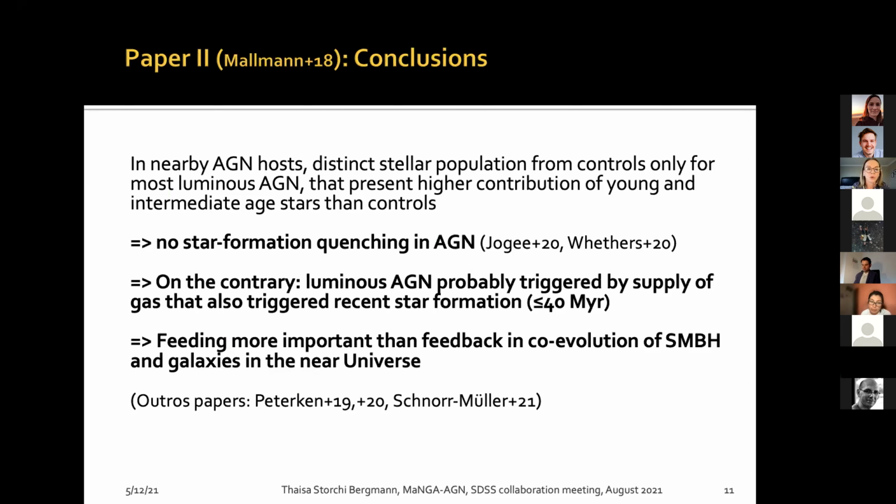So what we concluded from our paired sample is that we don't see any signature of star formation quenching when you consider this control sample. On the contrary, actually, for the luminous AGN, we see more young stellar population. So one explanation is that these luminous AGN were probably triggered by a new supply of gas that also triggered recent star formation in the hosts. So for the near universe, it seems that the feeding is more important for the coevolution than feedback.